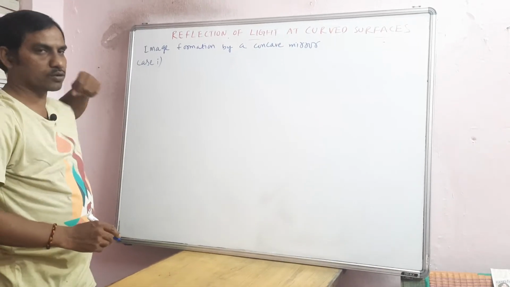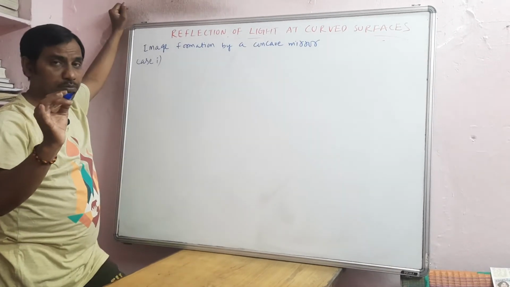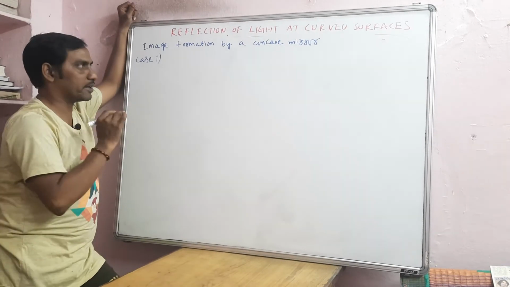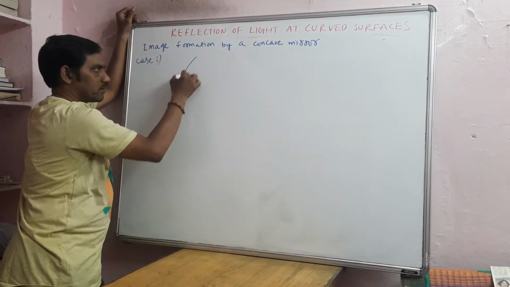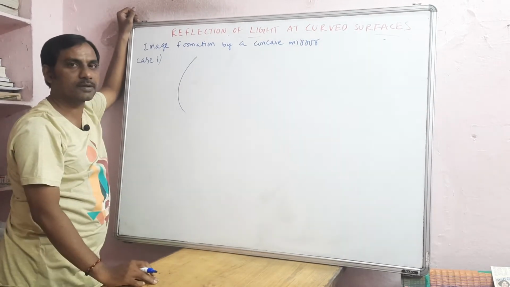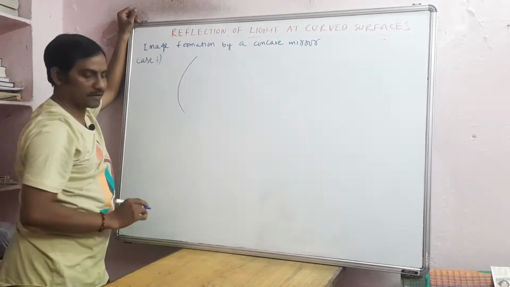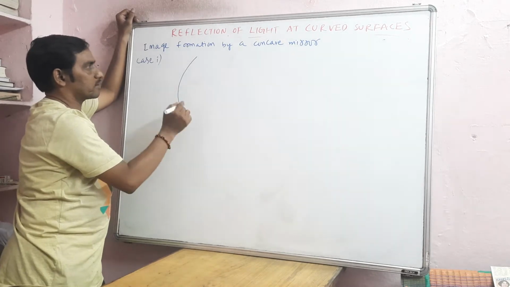Okay. Now, good morning. Now we are going to learn about concave mirror, image formation by a concave mirror, right? See here, generally as in the state syllabus, the object is taken always on the right side. I am taking object on the right side. Okay, so now we'll do case one after the other.